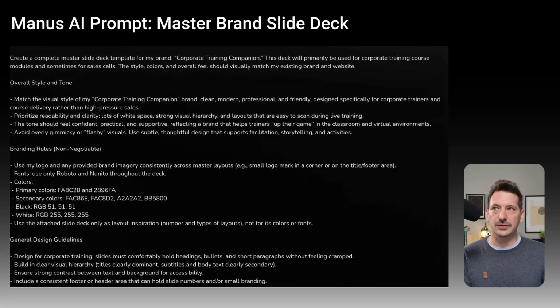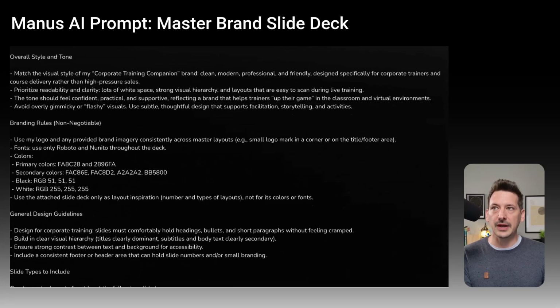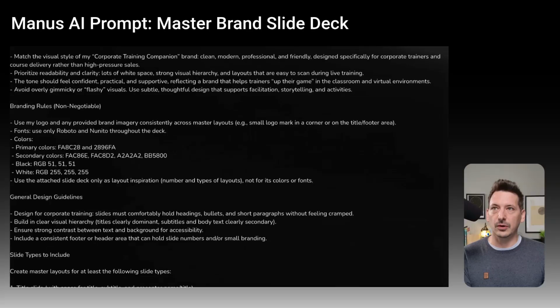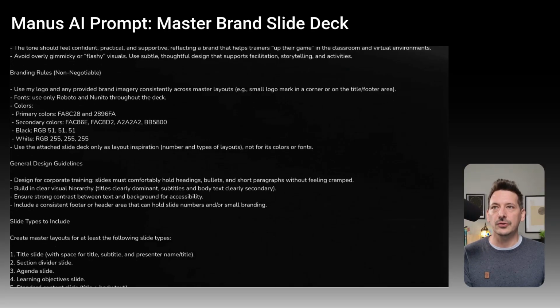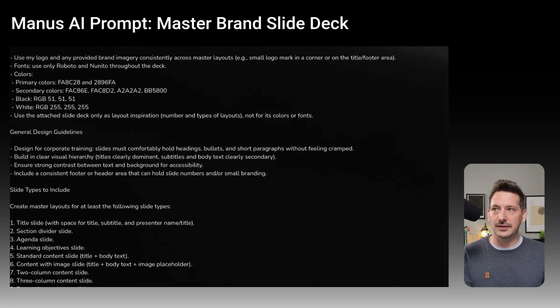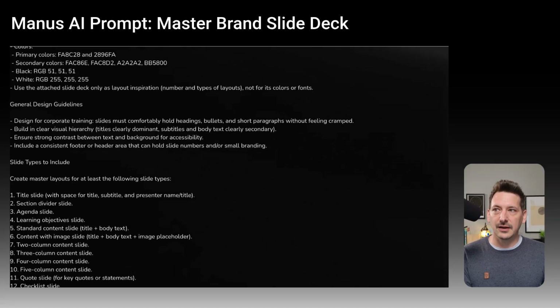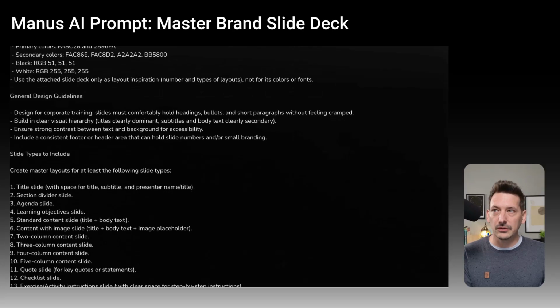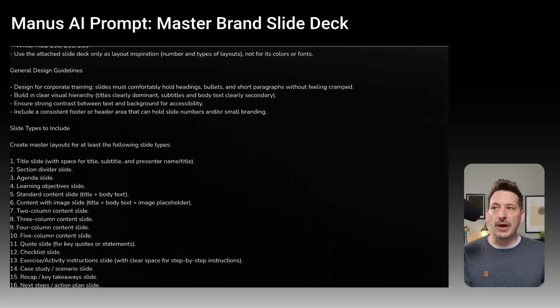As that's thinking, let me give you a sense of what I'm trying to do with this master deck. So the first part of the prompt is create a complete master slide deck template for my brand Corporate Training Companion. This deck will primarily be used for corporate training courses, modules, and sometimes for sales calls. The styles, colors, and overall feel should visually match my existing brand and website. And then it goes into a few different guidelines for matching the overall style and tone, brand rules, general design guidelines, slide types that I would like to include, for instance, a title slide, 3-column content slides, 5-column content slides, special layout requirements, and usage context.